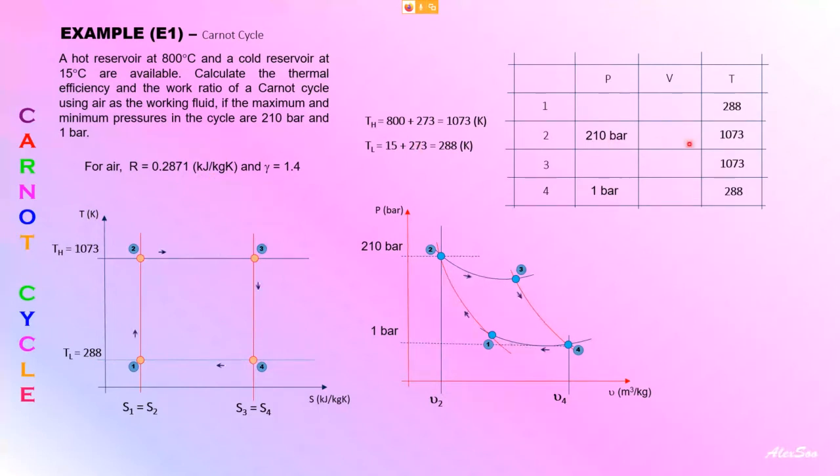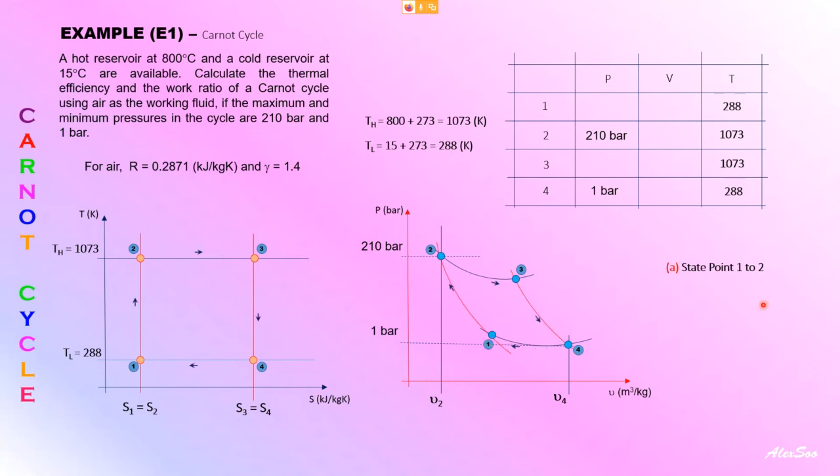So you can use PV equals RT to find this volume here, and also PV equals RT to find this volume. Let's consider state points 1 and 2 first. As you can see, state point 1 to 2 is an isentropic compression process.